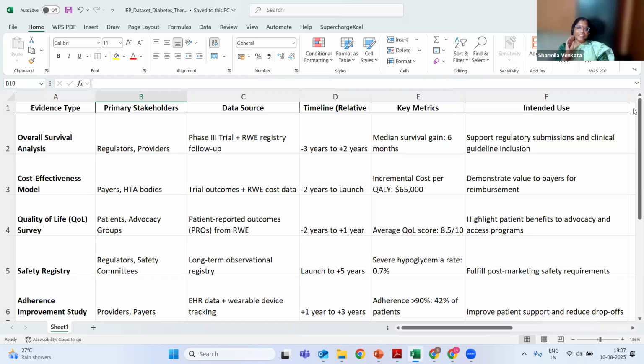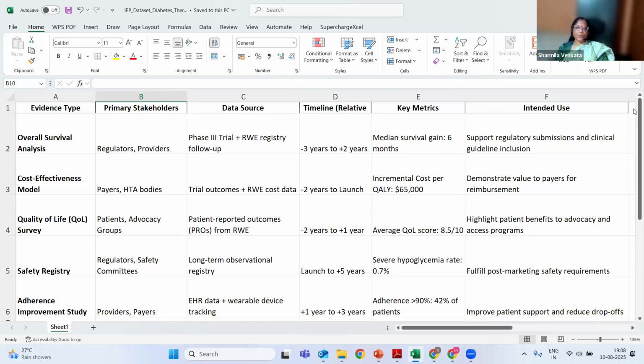Okay, that 6-month median survival gain isn't just a number. It's the difference between regulatory approval and rejection, and it shapes treatment guidance for years to come.